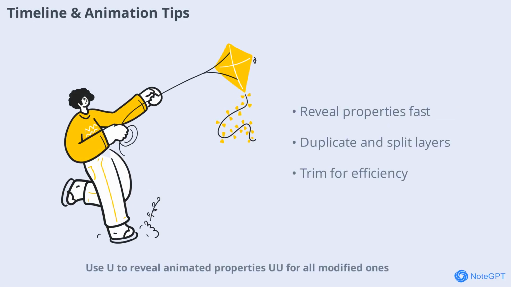Use U to reveal animated properties, UU for all modified ones, and I and O to jump to layer in and out points. Duplicate layers with Ctrl+D, split with Ctrl+Shift+D, and trim instead of cutting footage. Keep layers in logical order and animate with purpose, don't add keyframes just for the sake of it.